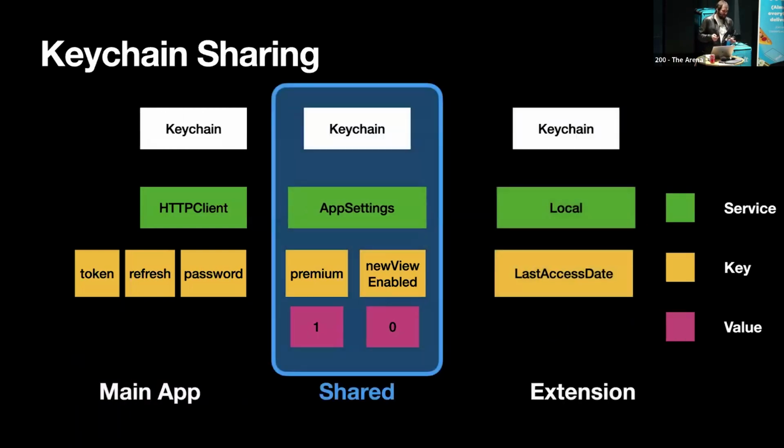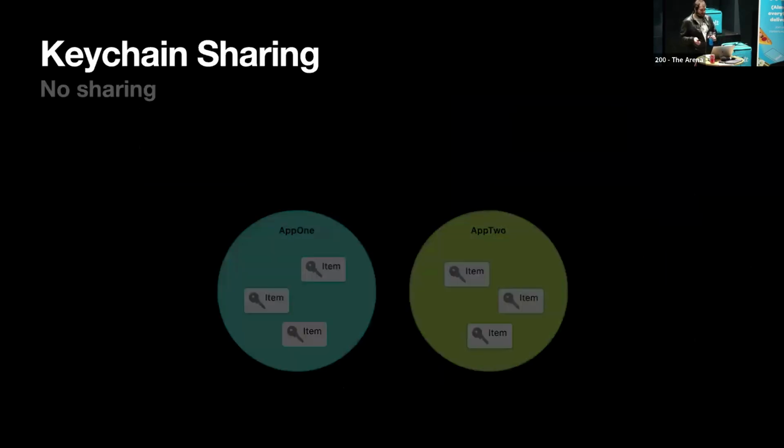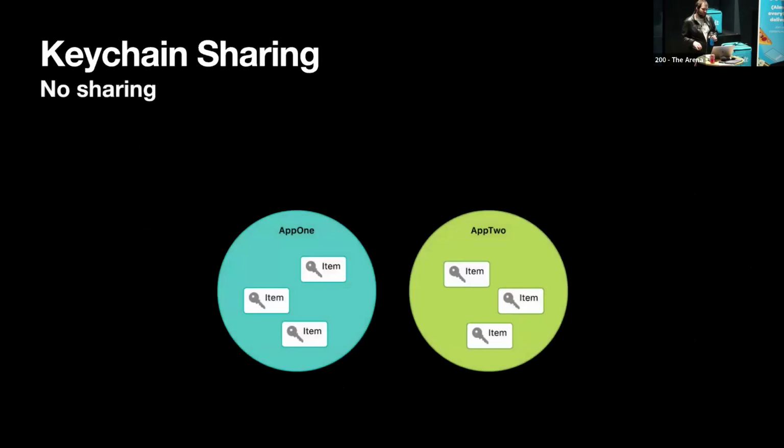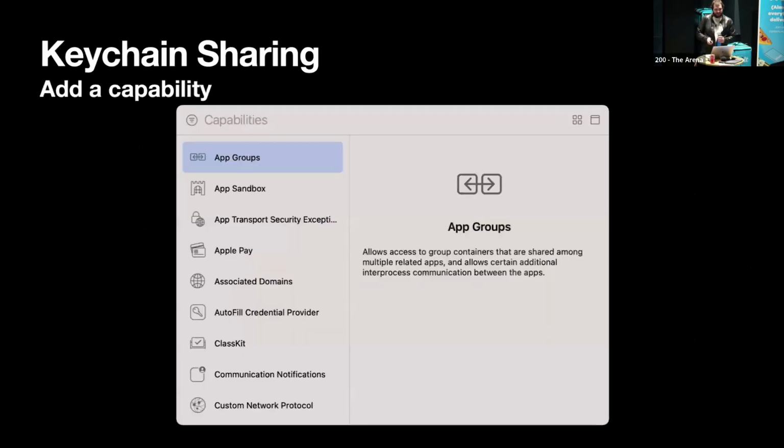So the way you can do it is you create a shared keychain, and you can store those shared values, and both of them will have access to this shared keychain. So when we start, it looks like this. You have a group of items, and they're completely independent of each other in each app. And the way you do it is you add a capability in Xcode. That's the first step, app groups.